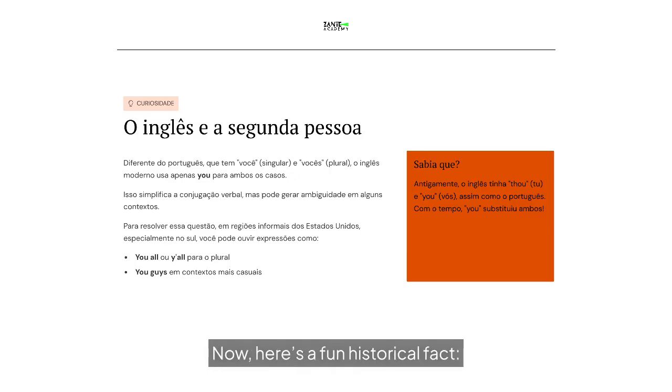Now, here's a fun historical fact. Did you know that English used to have the words thou for singular and you for plural, similar to how Portuguese operates? Over time, you replaced both terms, showing how language evolves. This evolution highlights how we constantly adapt our communication to fit our needs.